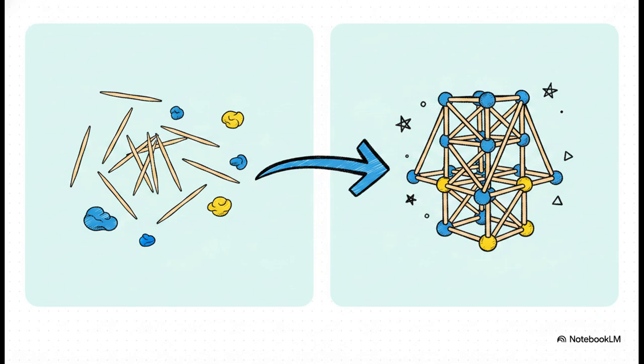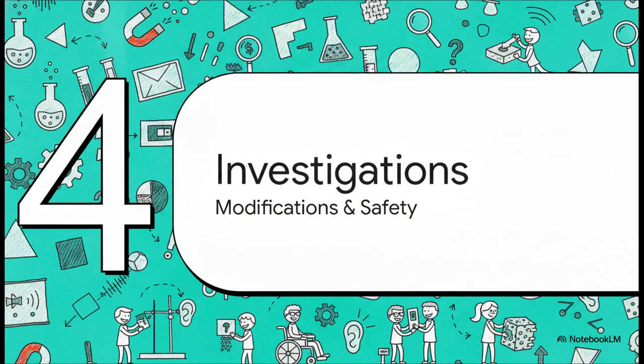Also, keep an eye out for the idea that materials only serve one single purpose. Kids often think a toothpick is just a toothpick. You'll need to guide them to see that combining basic units creates completely new objects with brand new uses. A toothpick and some clay can easily be reassembled into a towering bridge. Which brings us to Section 4, Investigations and Modifications.